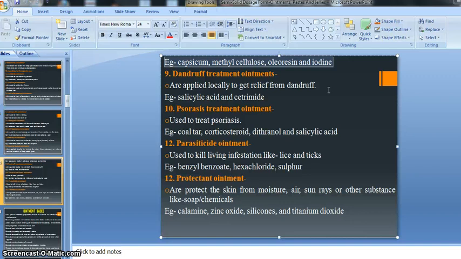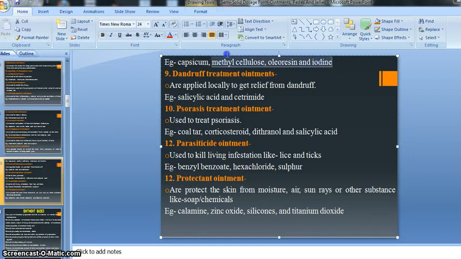The capsicum gives a chemical constituent, and that capsicum acts as a counter irritant. If we apply a capsicum-containing counter irritant ointment, the capsicum causes irritation to the skin. Due to that irritation we get relief from the irritation we were already feeling. Methyl cellulose, oleoresin and iodine also act as counter irritant drugs.